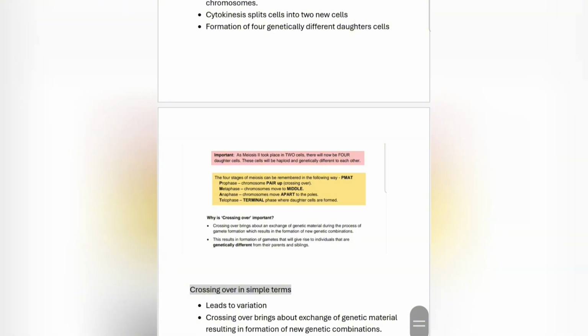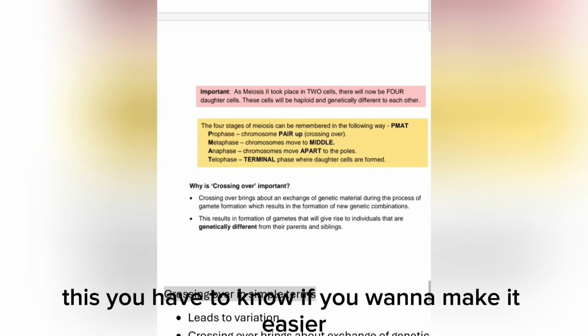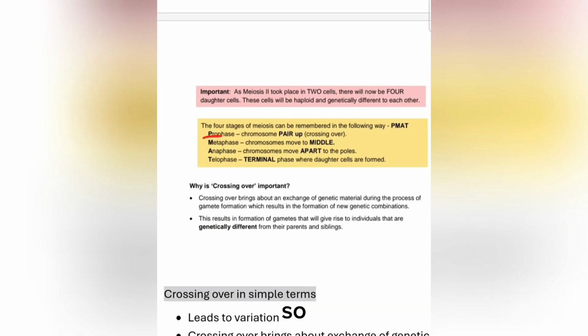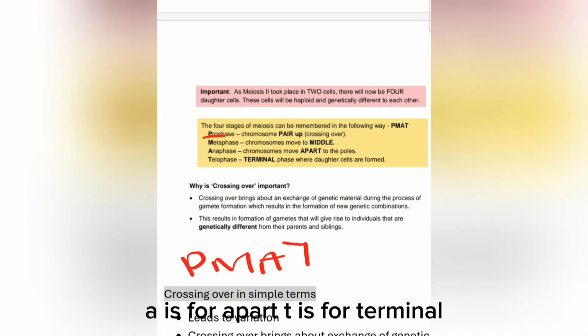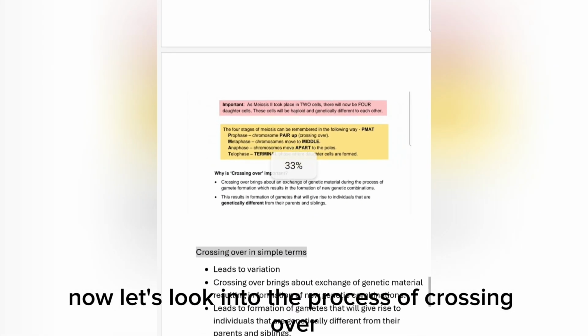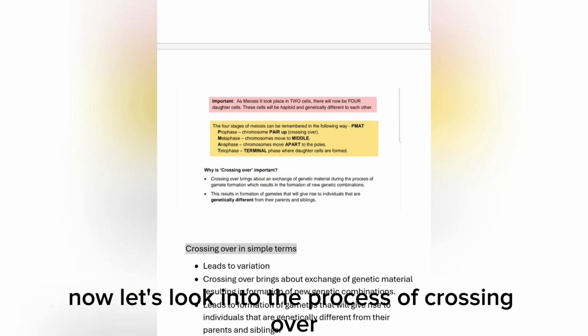Then, this you have to know if you want to make it easier: PMAT. P is for pair up, M is for middle, A is for apart, T is for terminal. Now let's look into the process of crossing over.